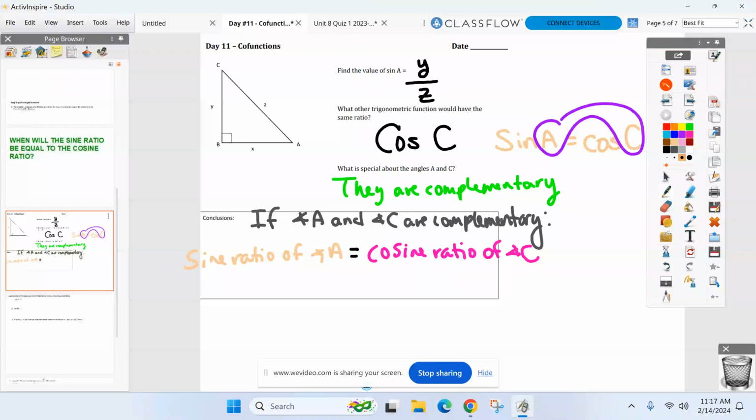If they add to something other than 90, those ratios will never be equal. And can you make a little note too? Know that you can switch these. I could say the cosine of one equals the sine of the other. So these can be switched as far as the words sine and cosine go.